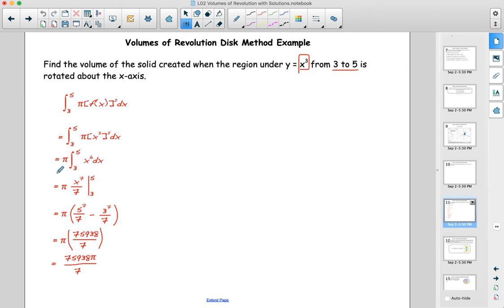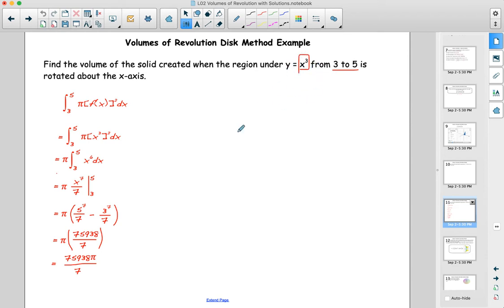And now we're ready. So we've done all the hard work setting it up now. The antiderivative of x to the 6 is x to the 7th over 7. And I now need to evaluate that from 3 to 5. And this is going to become pi times 5 to the power 7 over 7 minus 3 to the power 7 over 7. Punch 5 to the 7 minus 3 to the 7 in your calculator. You will get 75,938.